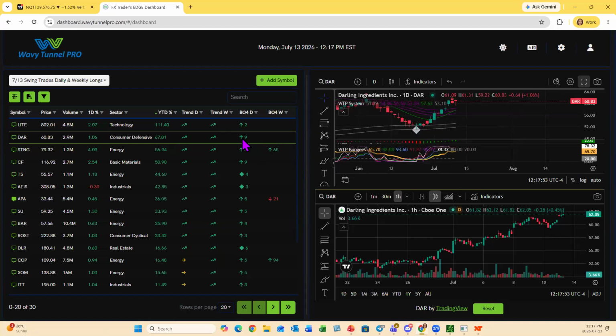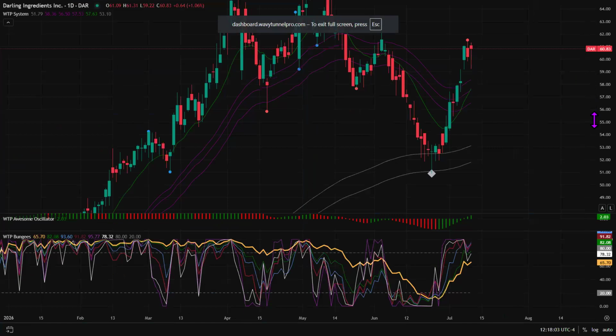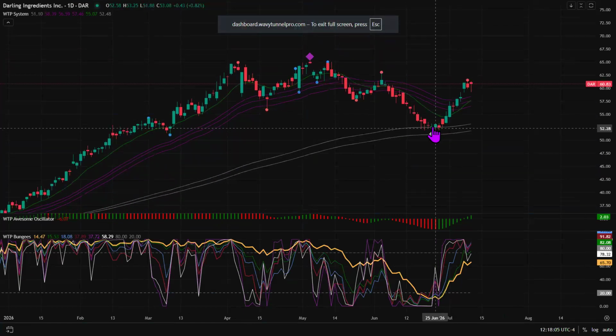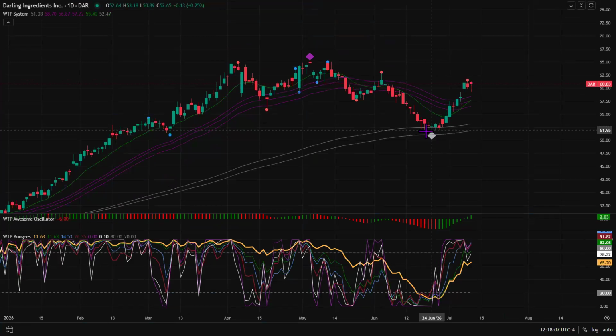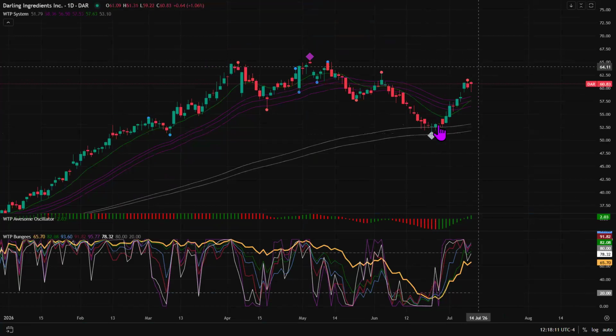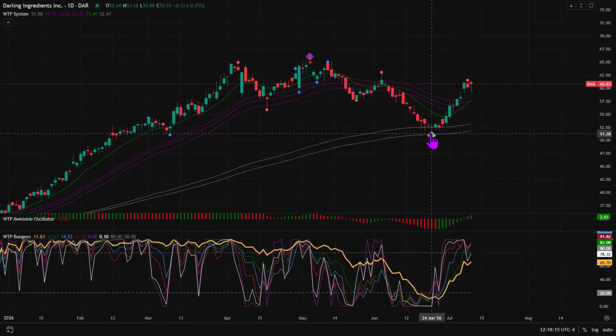This signal occurred 9 candles ago, so it's not going to be one. Let's just open it up wide. Yeah. That's when it first came out. That was a beautiful trade and also a low price stock. Wow. It's up 20% since we got the signal.